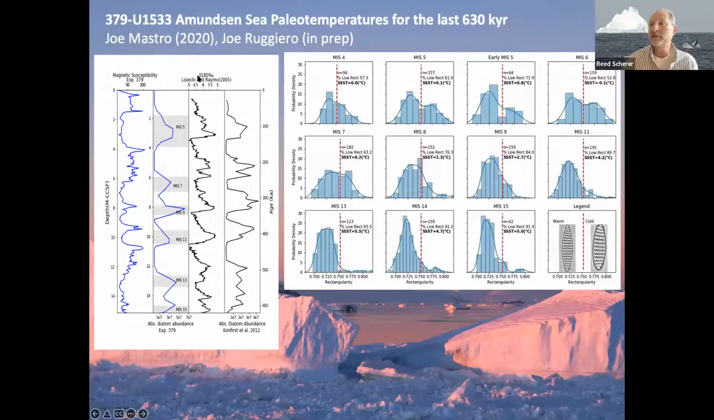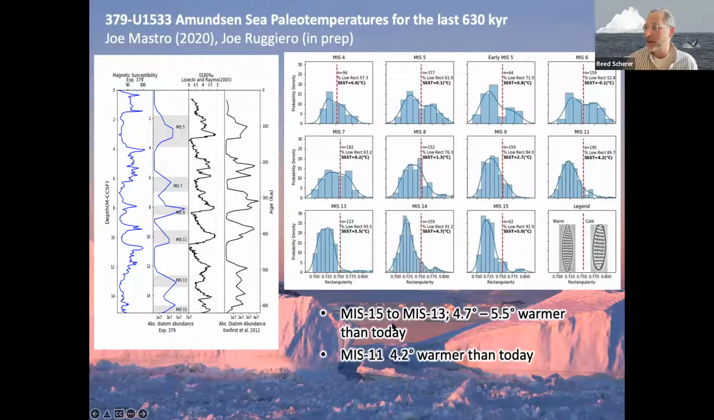One of my students, Joe Mastro, finished his master's in 2020 and started the ball rolling by doing these analyses. I know you can't read all of this, but these are some of his histograms that were used to establish temperature for the last 630,000 years from this site. What he found was that this part of the record, MIS 13 to 15, was quite warm, including 14, which never got all that cool as a glacial period. So this is an extended period of relative warmth with temperatures approaching and exceeding 5 degrees, significantly warmer than today.